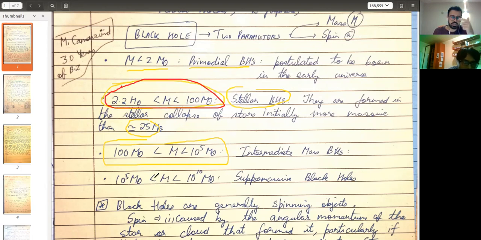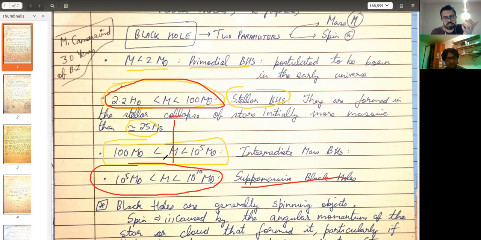And also, at the center of the galaxy, such as M87 or Sagittarius A star, we know that at the center of each galaxy there is a supermassive black hole. These are millions of solar masses. But then there are intermediate massive black holes, which people are trying to find out more about.